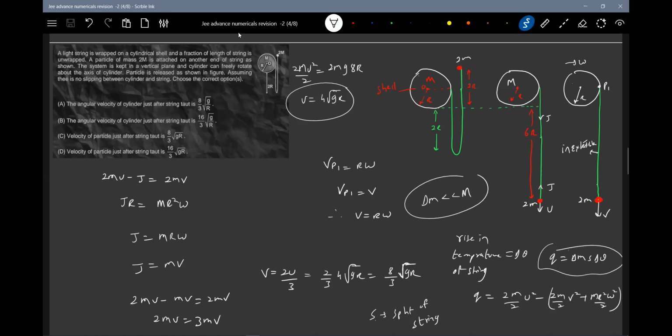Sir, what is S here? Specific heat of string. Specific heat. Okay. I'll expand it. Specific heat of the material of the string.